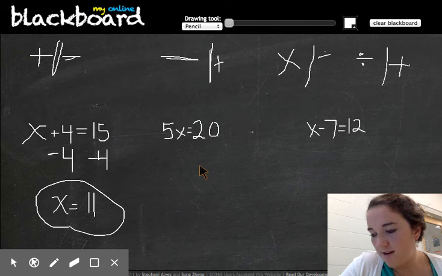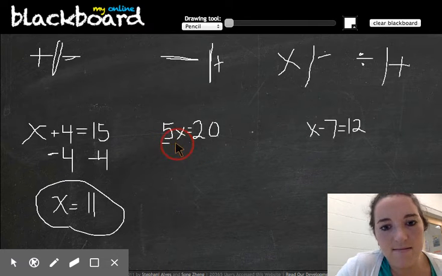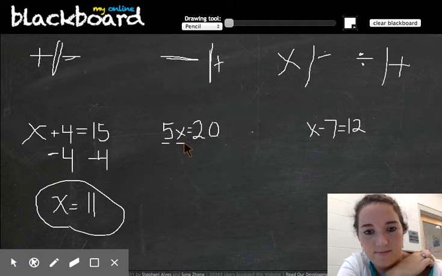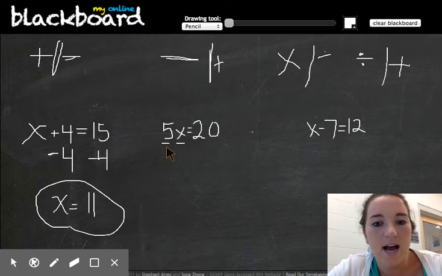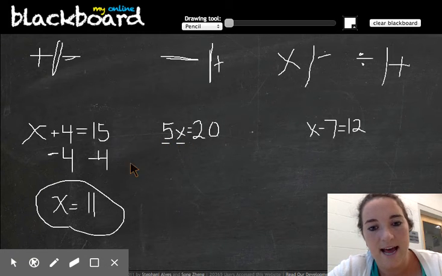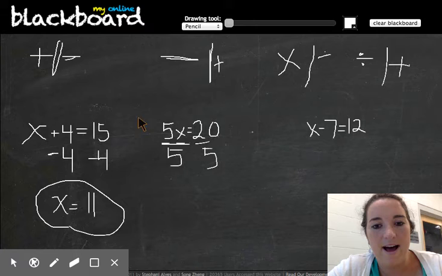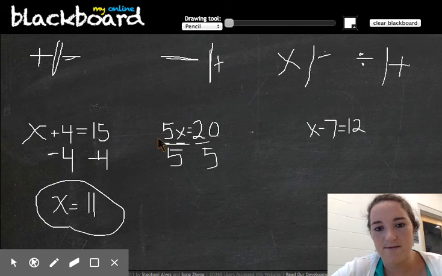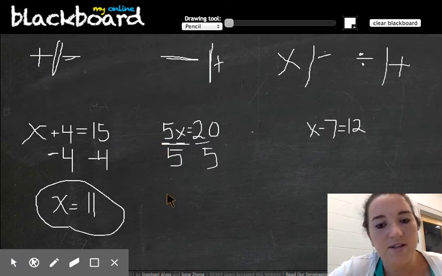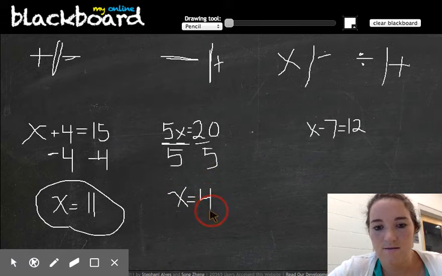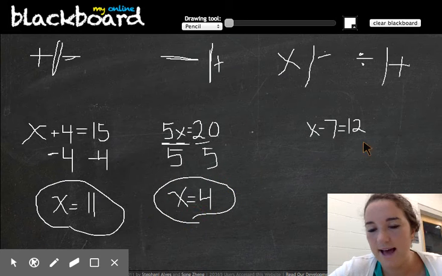Looking at the next problem, we have 5x equals 20. What does it mean when we have a number next to a variable like this? What operation are we doing? We're doing multiplication, so how can I undo that multiplication to get x by itself? I can divide by 5. If I'm dividing 5 by 5, what do I end up with? I just end up with 1, so I'm left with 1x on this side of the equation. What am I left with on the other side of the equation? 4. So x equals 4.